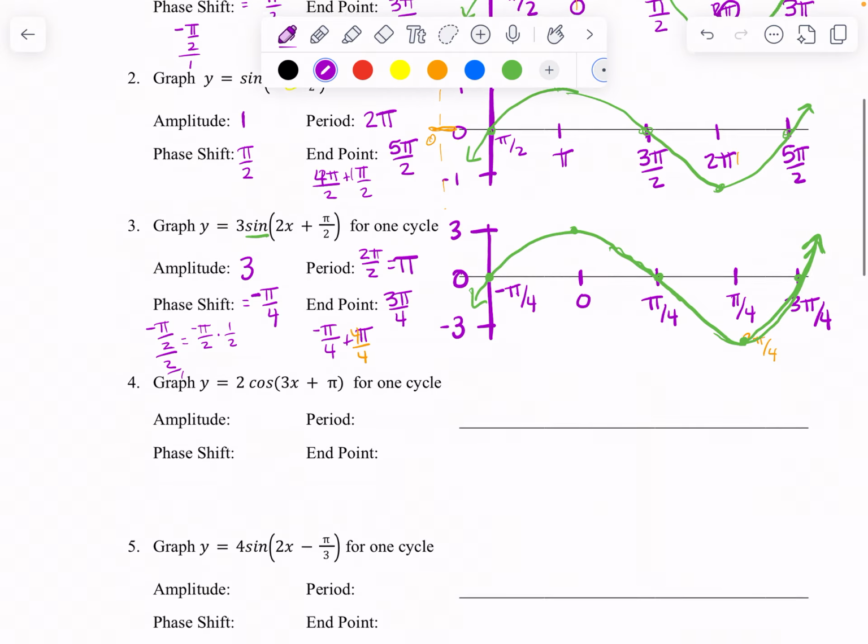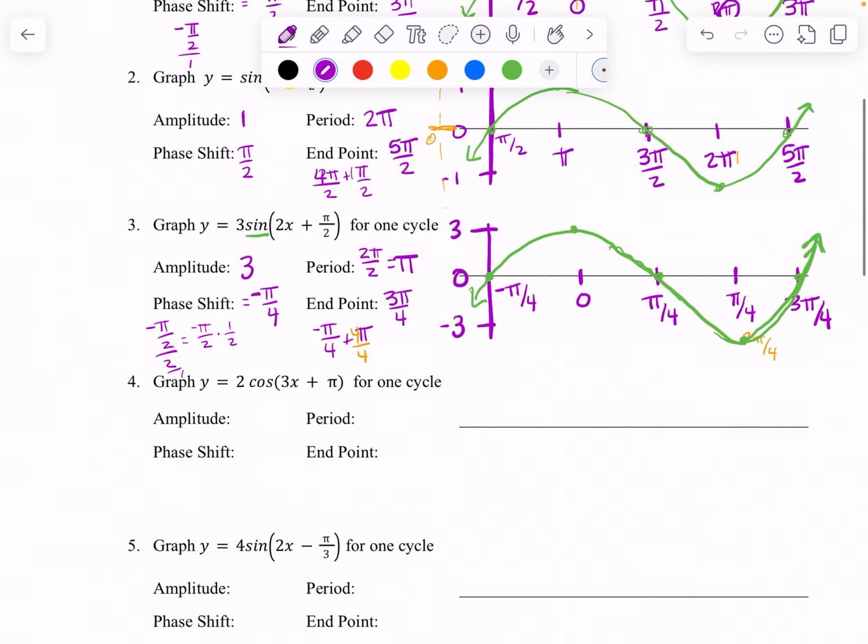All right, ooh, we got a cosine here. So now we have 2 cosine of 3x plus pi. All right, amplitude's 2. Period is 2 pi over 3. Phase shift is negative c over b. So negative pi over 3. So 2 pi over 3 plus a negative pi over 3 is 1 pi over 3.